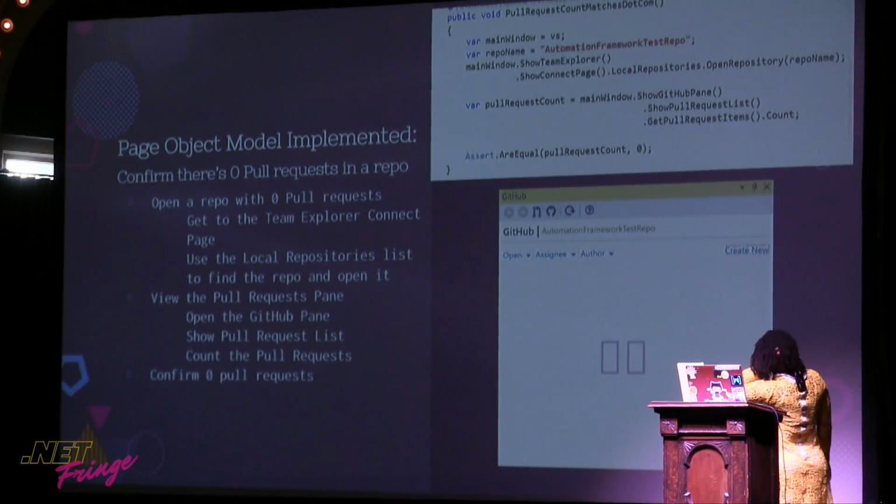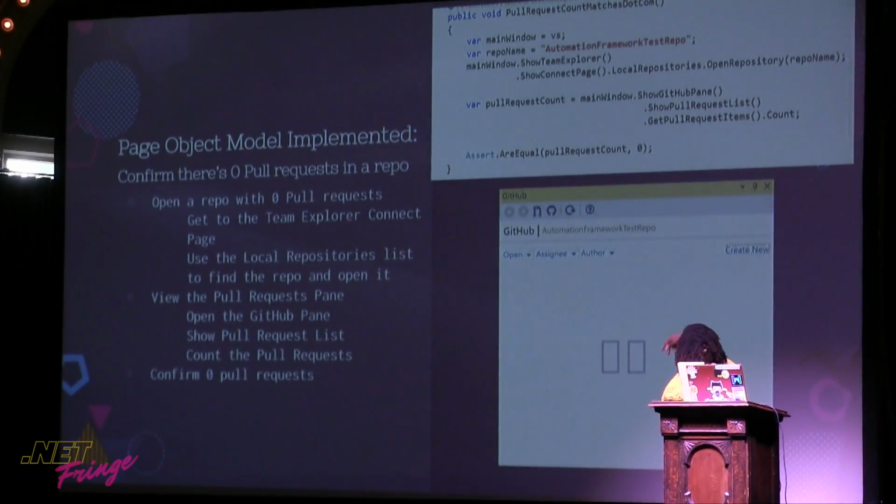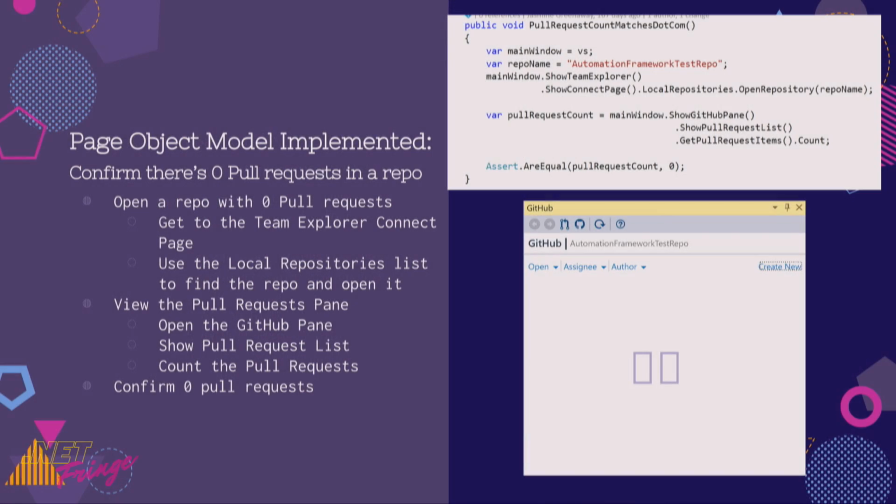This is how we implemented it. In this top code right here, this is a test case, and we launched Visual Studio. The test case is pull request count matches. Basically, I'm taking a test repo, opening it up in Team Explorer, and then going into our GitHub extension and making sure that it has 0 pull requests.